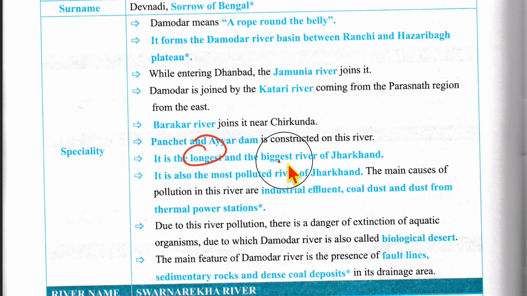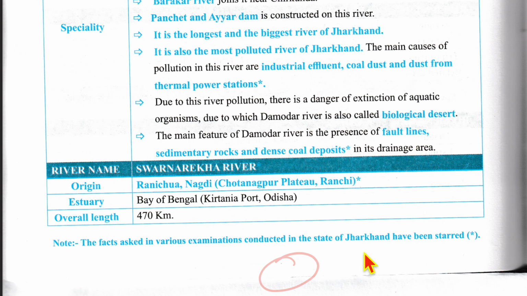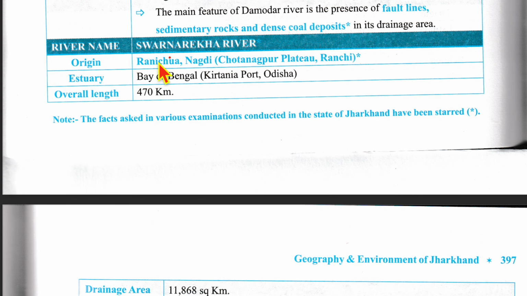It is the longest and biggest river of Jharkhand. It is also the most polluted river of Jharkhand. The main cause of pollution in this river is industrial effluent, coal dust and dust from thermal power stations. Due to this river pollution, there is a danger of extinction of aquatic organisms, due to which Damodar River is being called a biological desert. The main feature of Damodar River is the presence of fault line, sedimentary rocks and dense coal deposits in its drainage area.